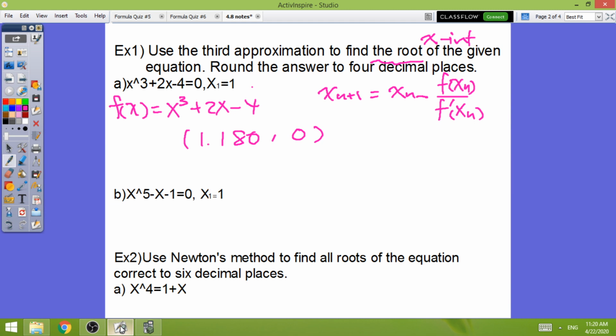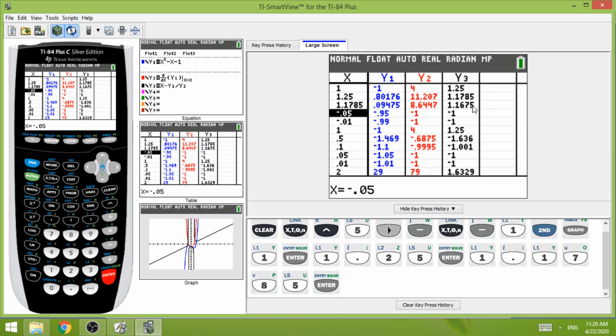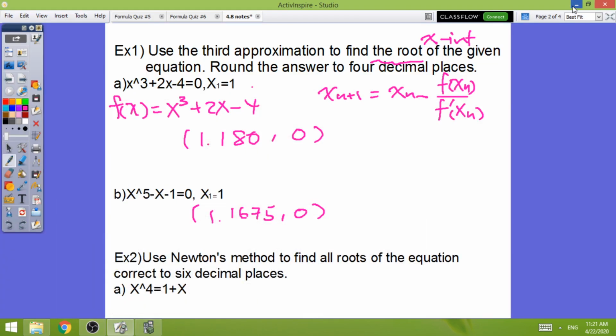So for the x-intercept right here, it's 1.1675, comma 0. Okay, so check that one more time. 1.1675, comma 0. Okay, so that's just the strategies, the steps that we need to go through to find the approximations for the x-intercept. So now let's see what else that we have.